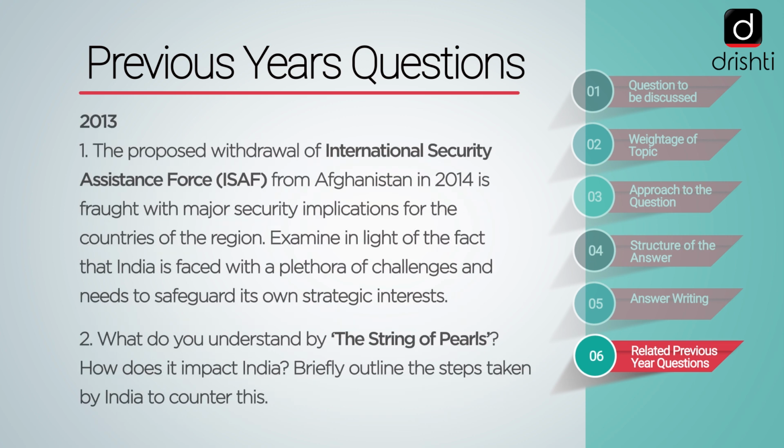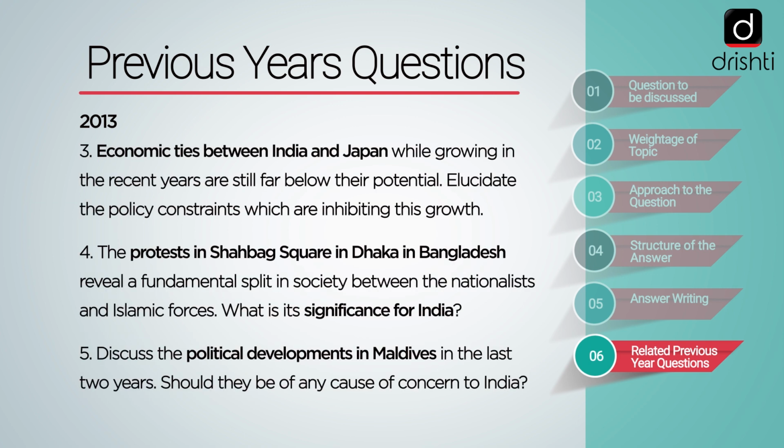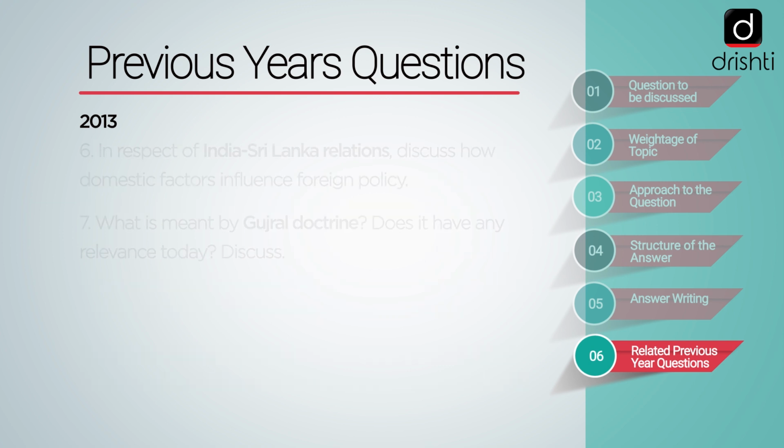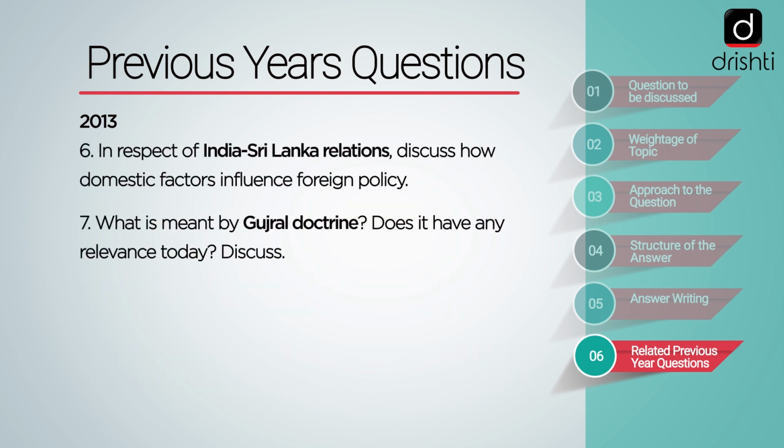In 2013, there were 7 questions asked from this topic. They were related to the International Security Assistance Force, the String of Pearls, economic ties between India and Japan, protests in Shahbag Square in Dhaka in Bangladesh and its significance for India, political developments in Maldives, India-Sri Lanka relations, as well as the Gujarat Doctrine.